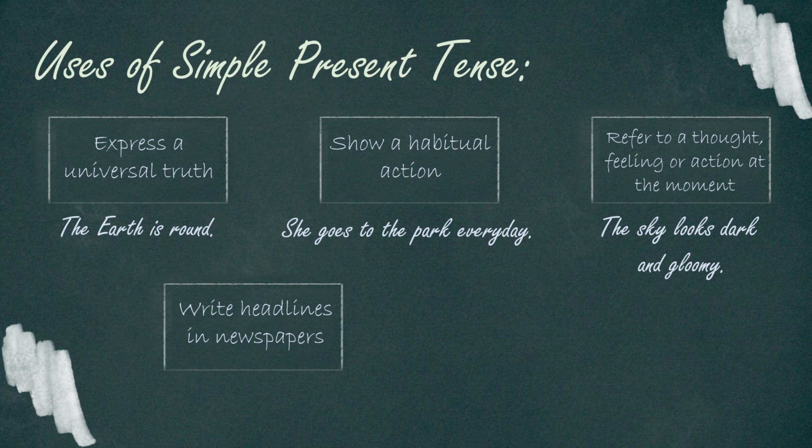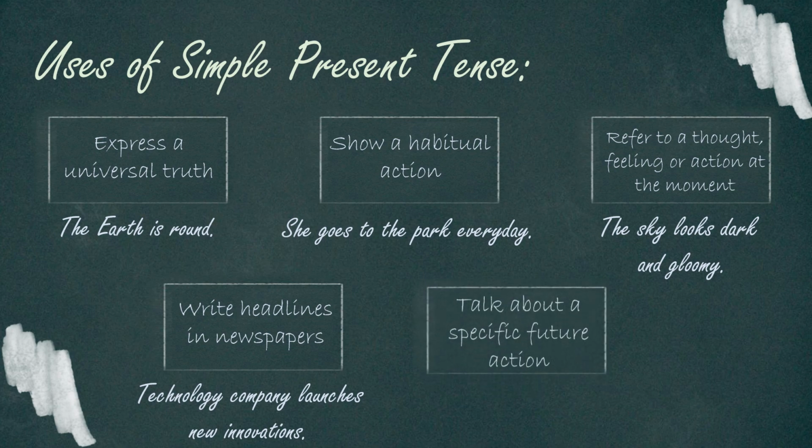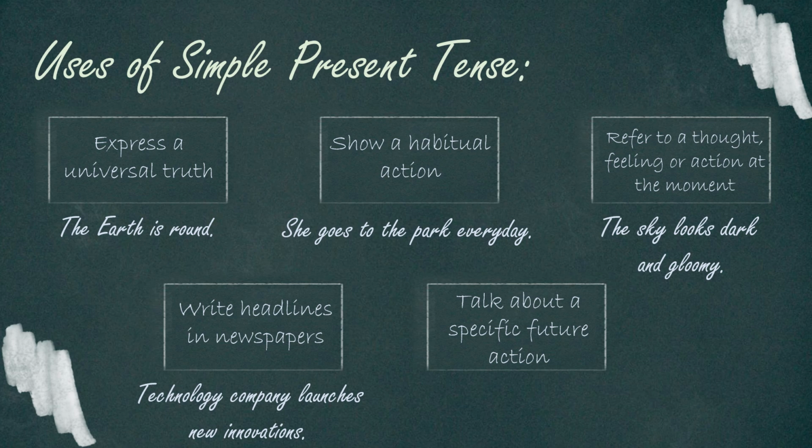We use simple present tense to write headlines in newspapers. Example: technology company launches new innovations. And we also use simple present tense to talk about a specific future action. The store closes for maintenance next Friday. So you need to remember the uses of simple present tense, that is, express a universal truth, show a habitual action, refer to a thought, feeling, or action at the moment, write headlines in newspapers, and talk about a specific future action.